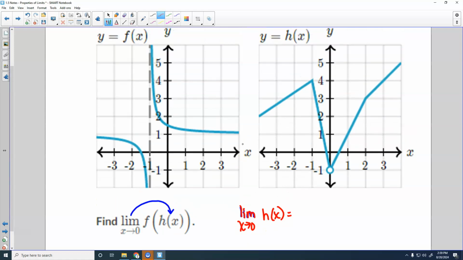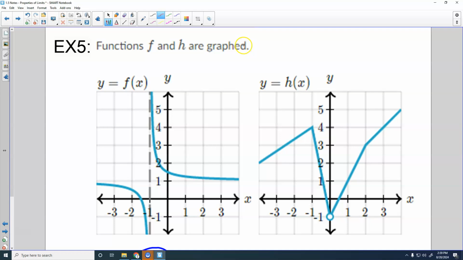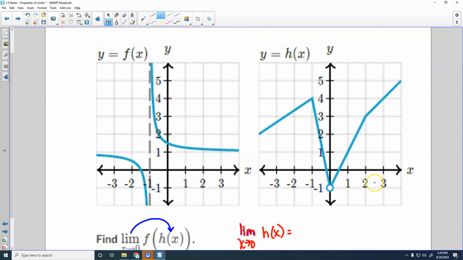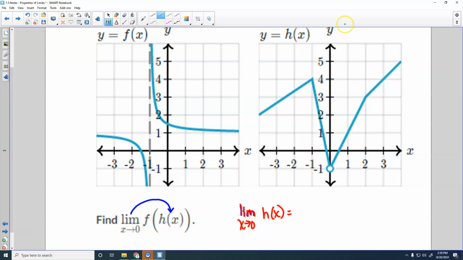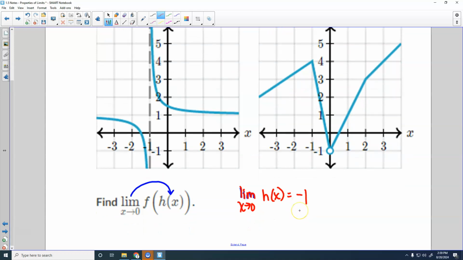So for this, h of x is the second graph. What is the limit as x approaches 0 here of h of x? It is negative 1. Okay? Now, that means the next piece that I'll be doing is the limit as x approaches negative 1 of f of x. Except there's going to be a catch to this. So whatever you get for your answer of the inside becomes what you approach for the second part.